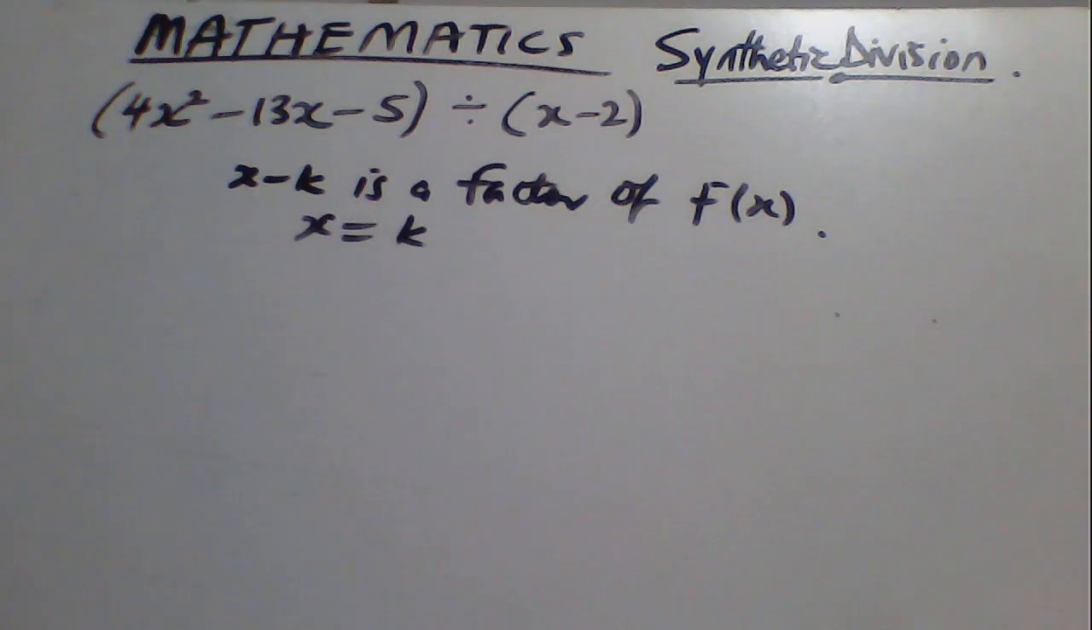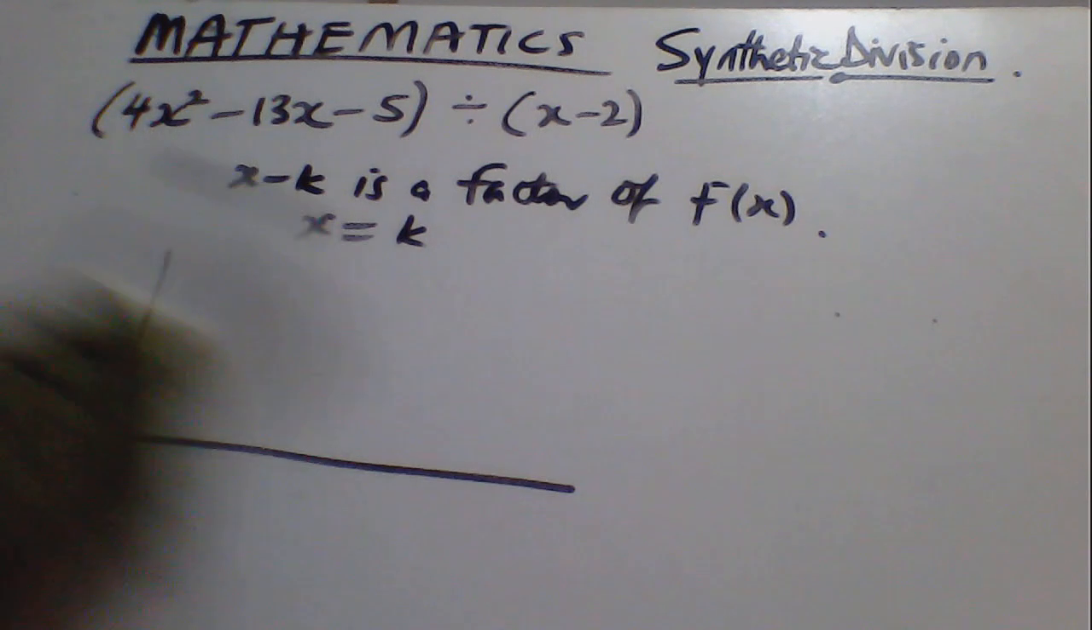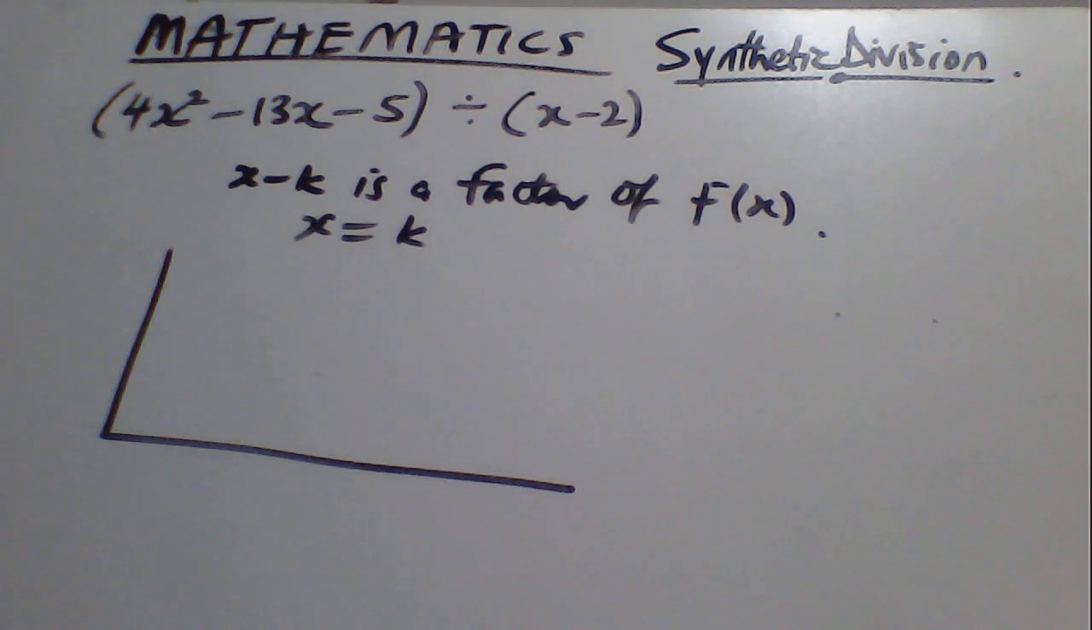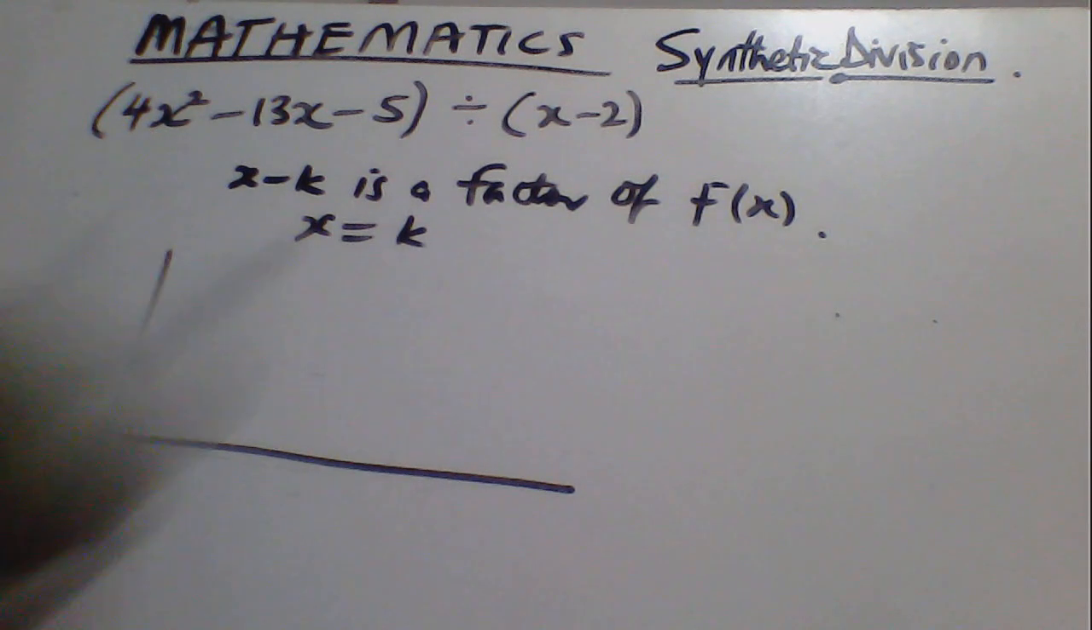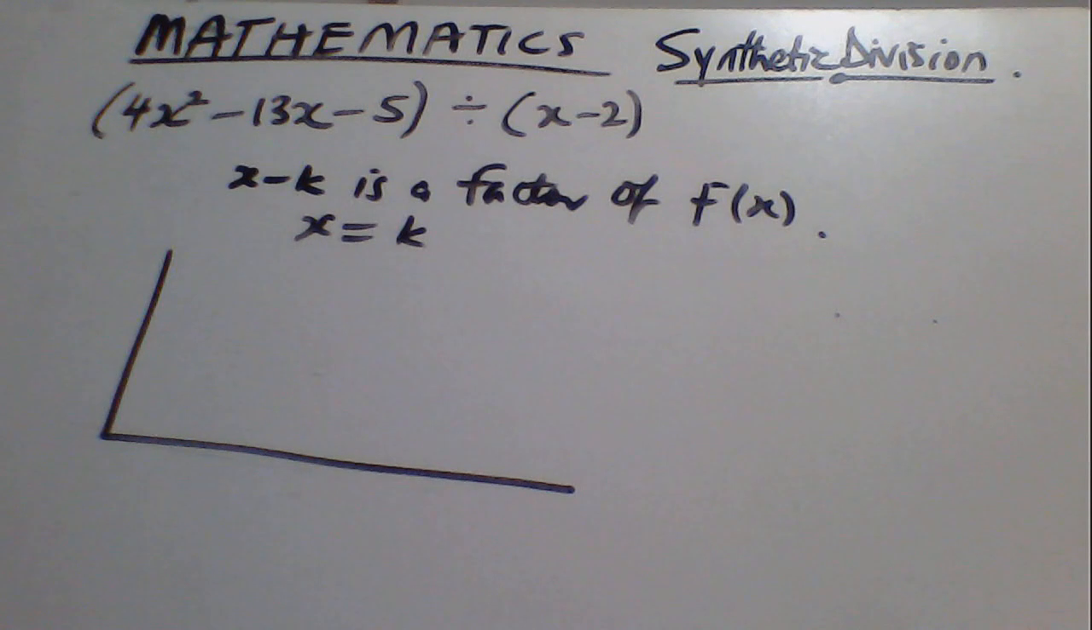So by synthetic division, we have to know that it involves arranging the coefficients of each of the terms of the polynomial, which also includes the terms of x that have a coefficient equal to 0. So we divide a polynomial by a binomial of the form x minus k. There are steps you have to follow in order to achieve this aim.